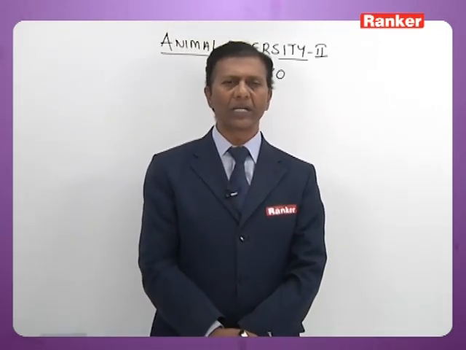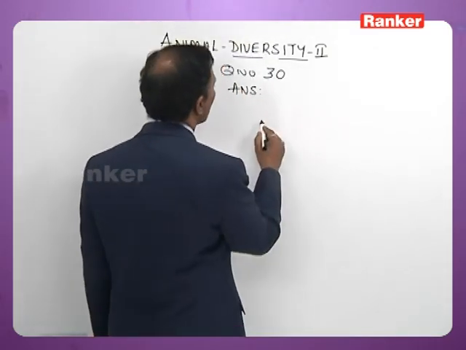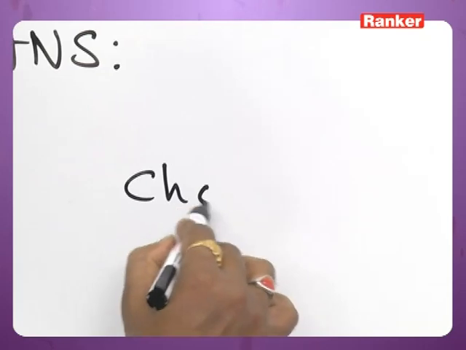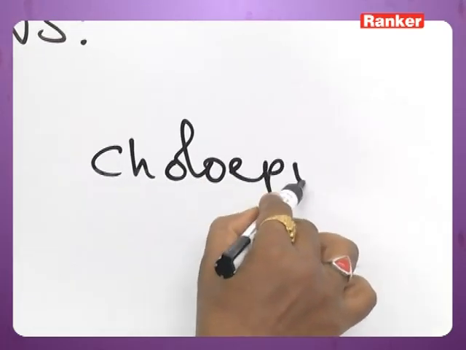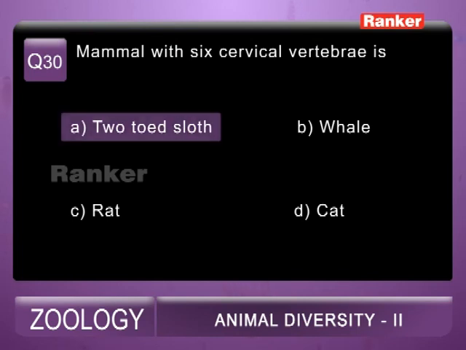So among these options, the correct answer is two-toed sloth. This two-toed sloth is also called Choloepus. It has got 6 vertebrae. So 30th question correct answer is A, two-toed sloth, Choloepus.